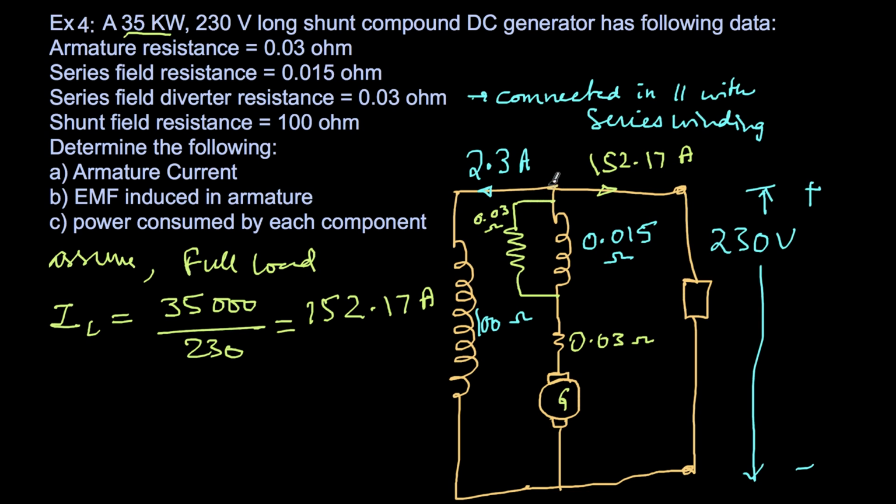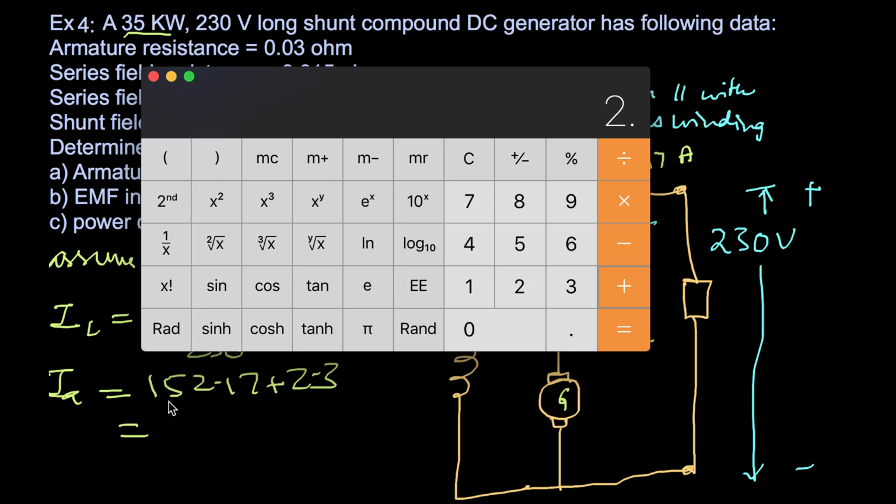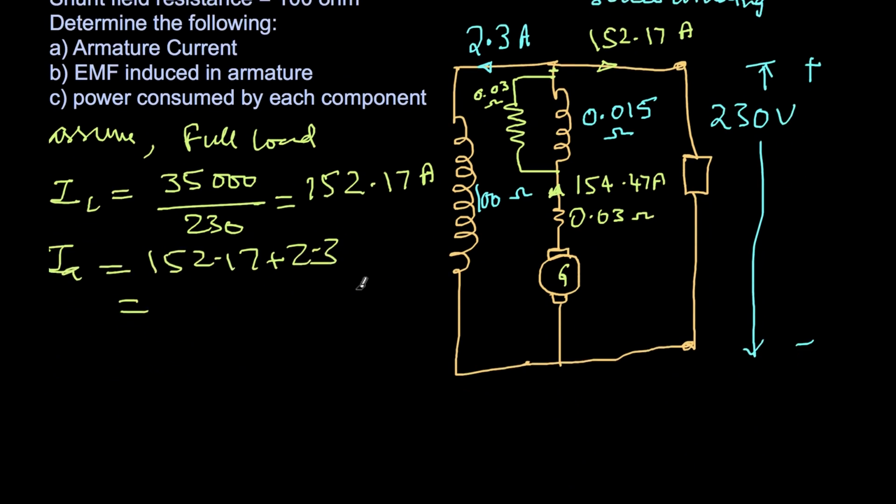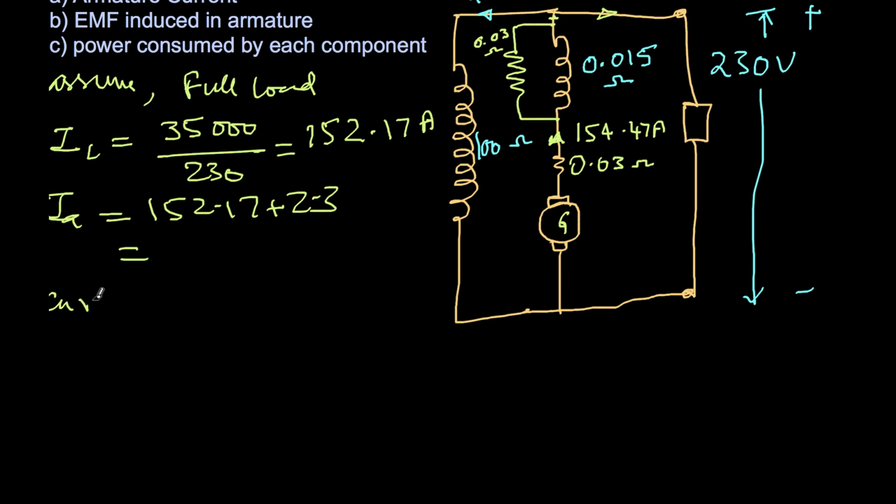Therefore, the current that will be flowing in the armature, which is here and here, I can just add these two. So armature current will be 152.17 plus 2.3, that is 154.47, which I'm rounding off, so I'll just keep it 154.47 amperes. So armature current I have calculated. Now, how does this current split between these two? What is the current in the series field winding and what is the current in the shunt field winding? Just simple current division rule.